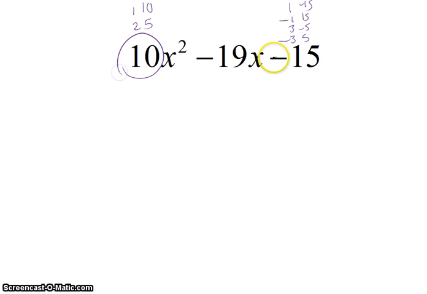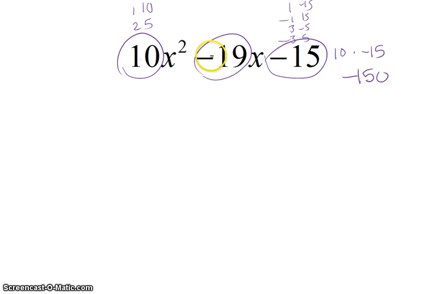In the new method, once again, we multiply the a term by the c term. So we multiply 10 times negative 15, and 10 times negative 15 gives me negative 150. And now what I am trying to do here is find the factors of negative 150 that when added together will give me negative 19. So once again, since this is a negative and this is a negative, the larger absolute value is going to have to be negative. So let's start.